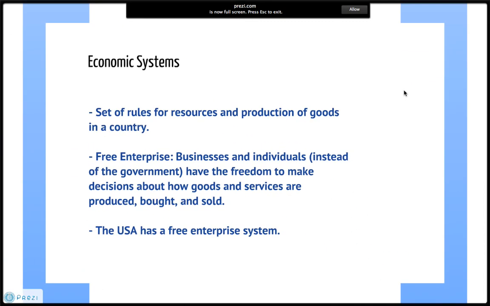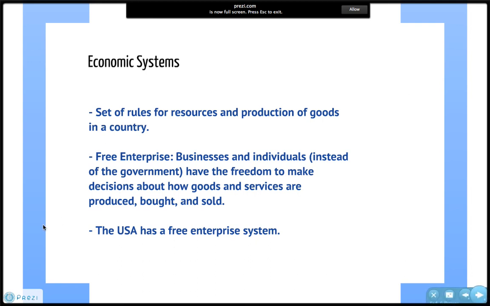All right, now, economic systems. Let's talk really quick about economic systems and what this is, and make sure you get this into the Prezi Guide as well. It is a set of rules for resources and production of goods in a country. And here in the United States, we have what's called a free enterprise system.